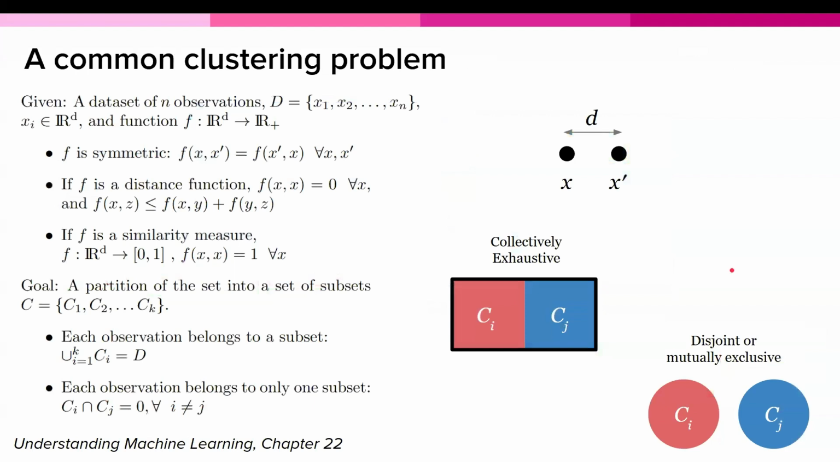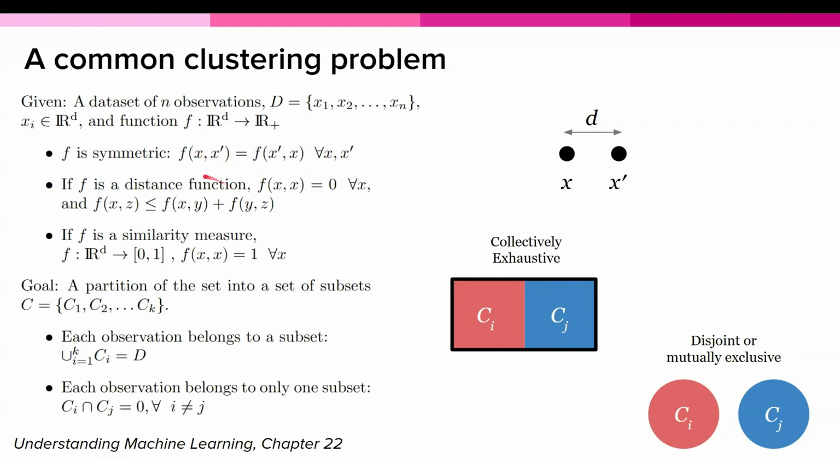All right, so to introduce the clustering problem in a general sense. The setup is that we're given a set of n observations, and the aim is to partition these observations into groups or subsets based on some measure of distance or similarity. So that function f plays a key role here. This could be a distance function or a similarity measure.